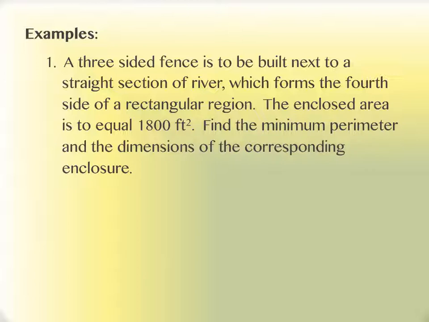All right, so we've got a fence to be built along the side of a river, and the 3 sides of the fence that we have, plus the side of the river, are going to form a rectangle. And all of a sudden, I have a picture in my head of what this looks like, and you do too, don't you? So let's draw it, okay? So we've got a river. There's our river. And then we're going to have a rectangle next to it.